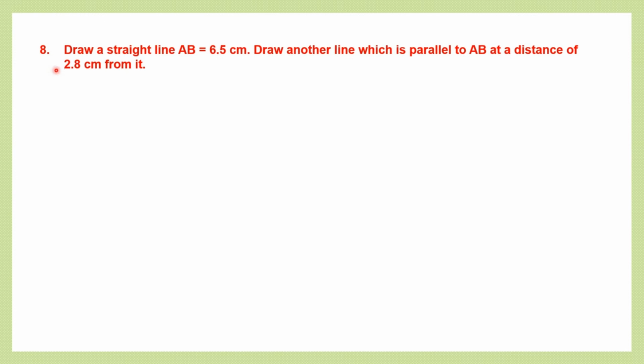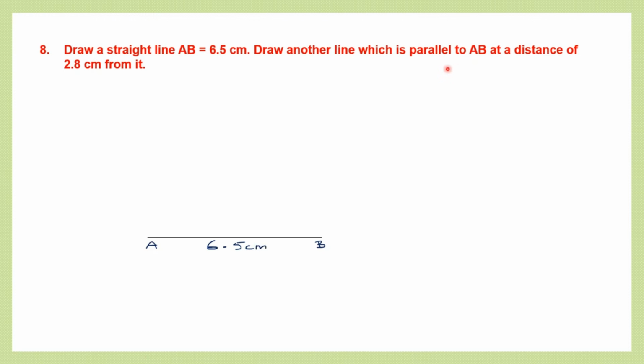Another way of doing question 8. Let's try that. Draw a straight line AB equals 6.5 centimeters. That's the first step. So we have our line. Now let's mark it as AB. Remember to use the ruler or the straight edge and get your 6.5 centimeters. So we have 6.5 centimeters.